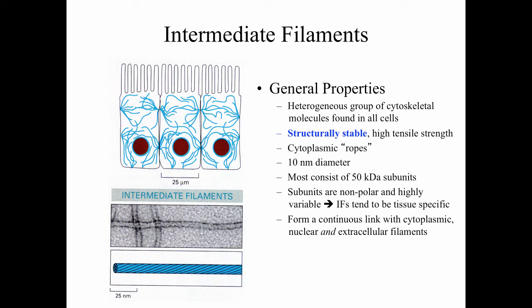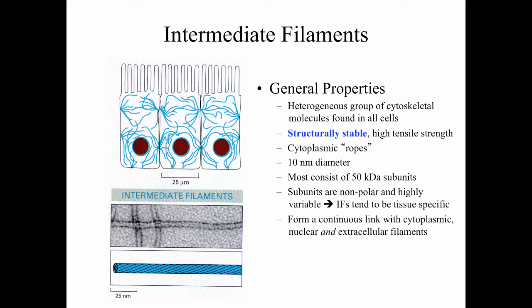They have a high tensile strength. They're almost like cytoplasmic ropes. They're 10 nanometers in diameter. Most consist of 50 kilodalton subunits. The subunits are nonpolar. They are highly variable. Intermediate filaments tend to be tissue specific. So for example, we talk about cytokeratins as uniquely representing epithelial cells.